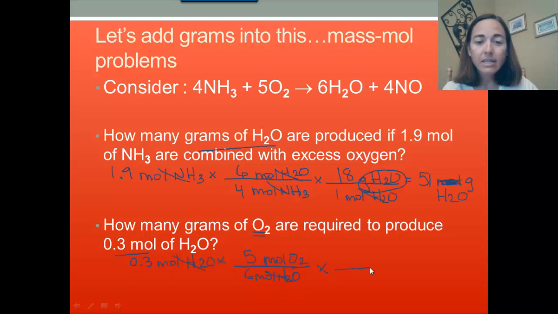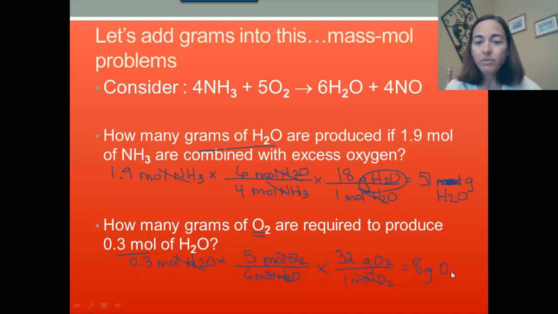And then I need to get grams of oxygen. That's the review. So how many grams of oxygen are in 1 mole? Go to the periodic table and add up 2 oxygens. You should get 32 grams. So moles of oxygen there cancels with moles of oxygen there. We're going to multiply straight across again. 0.3 times 5 times 32. And then I'm going to divide on the bottom by that 6. That gives me a total of 8 grams of oxygen.